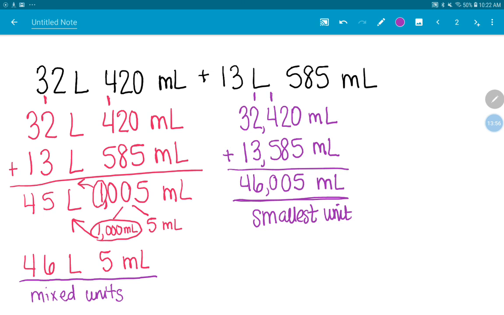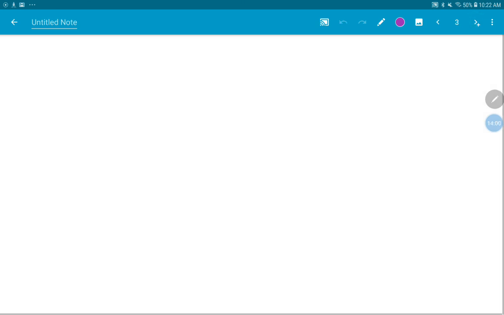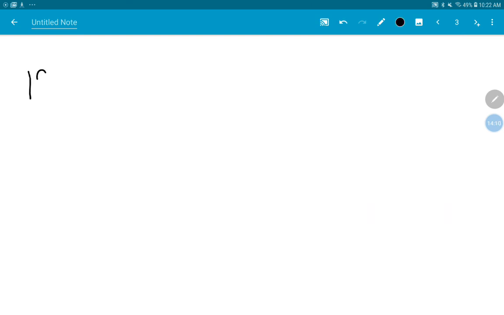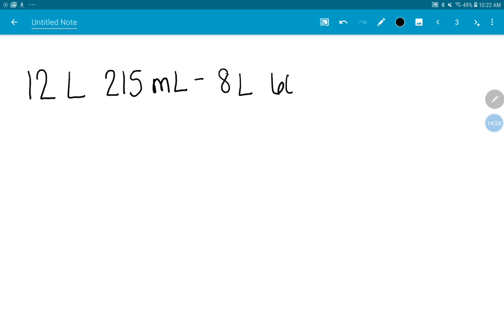All right? Let's try another one. Erase your work map. I want you to solve this. 12 liters, 215 milliliters, minus 8 liters, 600 milliliters.